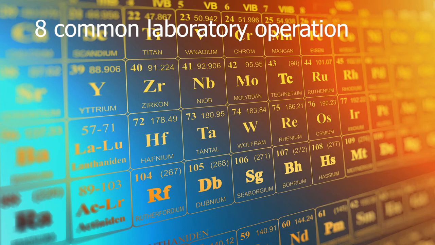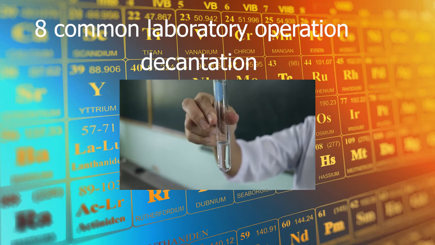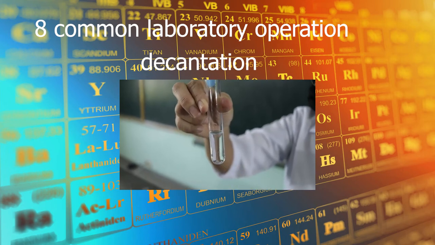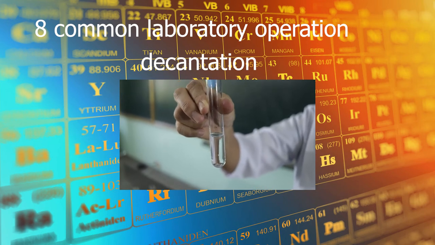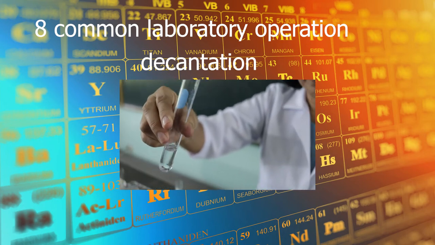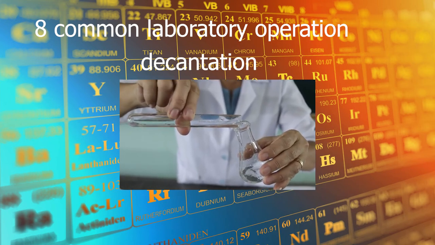Another common laboratory operation is decantation. In decantation, this is a process of separating a solid from a liquid by pouring slowly and carefully the supernatant. Now, in this procedure, we were asked to shake the precipitate that we obtained in precipitation with water. Then, after shaking it with the water, we allowed the precipitate to settle down. After the precipitate has settled at the bottom of the test tube, we decant the supernatant carefully.